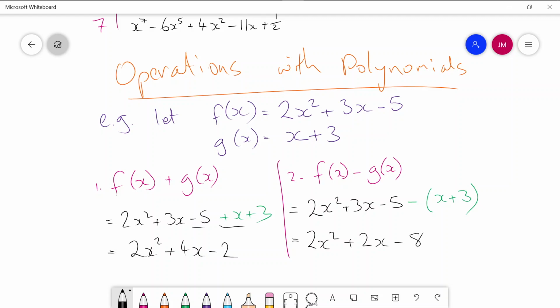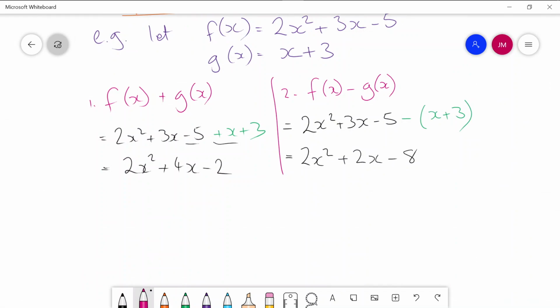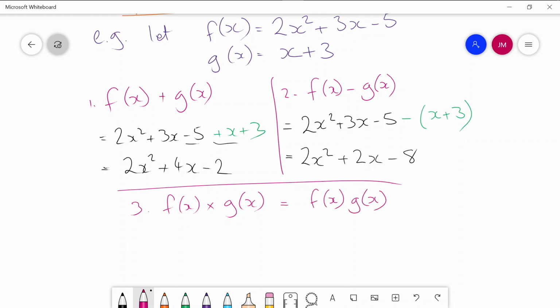Okay, and let's look at one last one. Let's try and multiply these. And I'll say f of x multiplied by g of x. Now, you can also write that as just f of x, g of x. There's nothing written in between it. Just assume it means multiply. So, all of f of x, I'm going to put in brackets 2x squared plus 3x minus 5. And then I'm multiplying it by x plus 3, which is g of x.